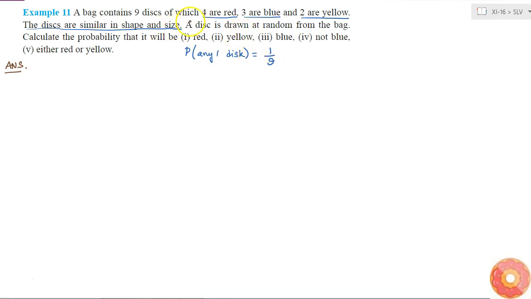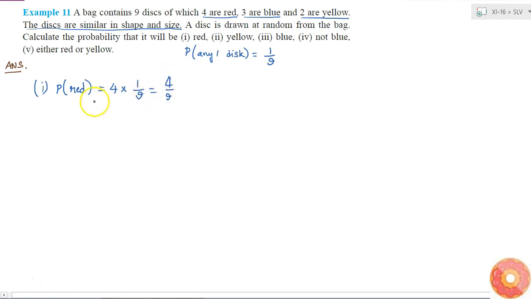Fine. A disc is drawn at random from the bag. Okay. So now I have to calculate the probability that it will be red. So the probability of taking any disc is 1 by 9, and there are 4 red discs. So the probability of getting a red disc is simply 4 times 1 by 9, which is equal to 4 by 9. Okay.